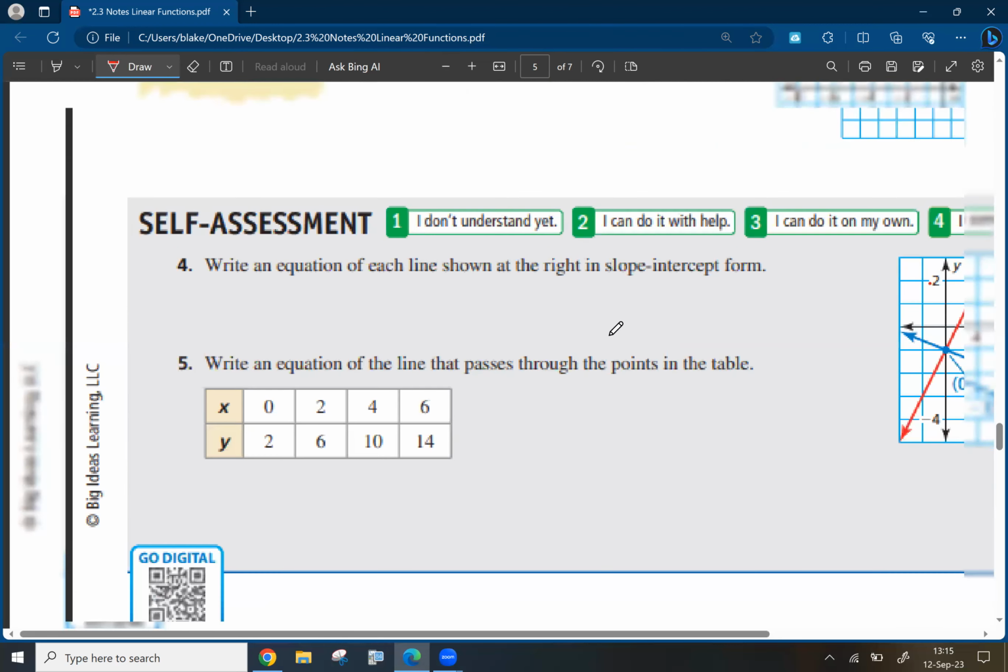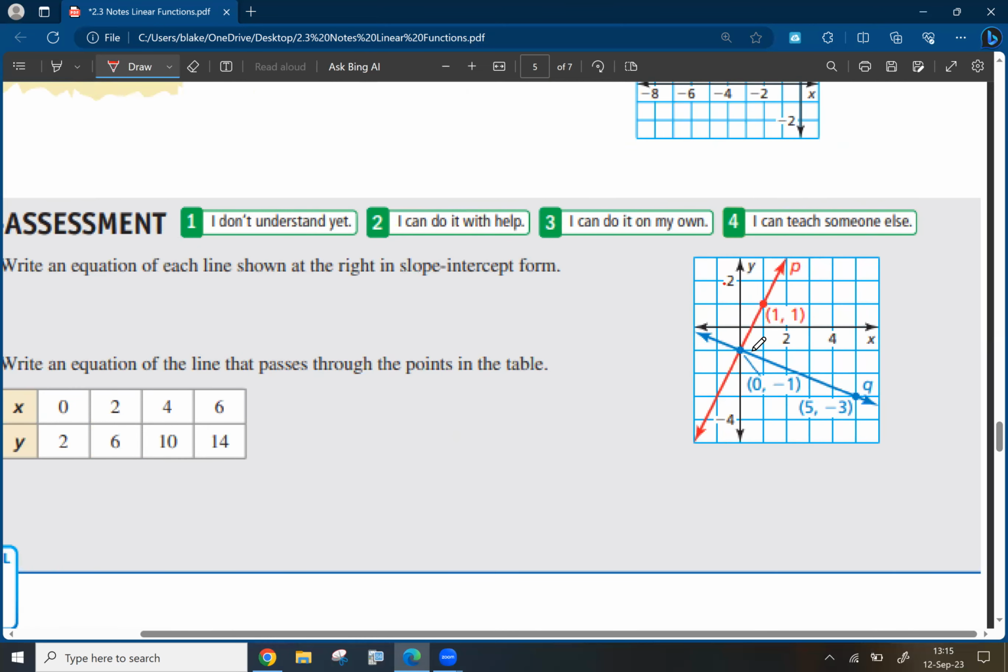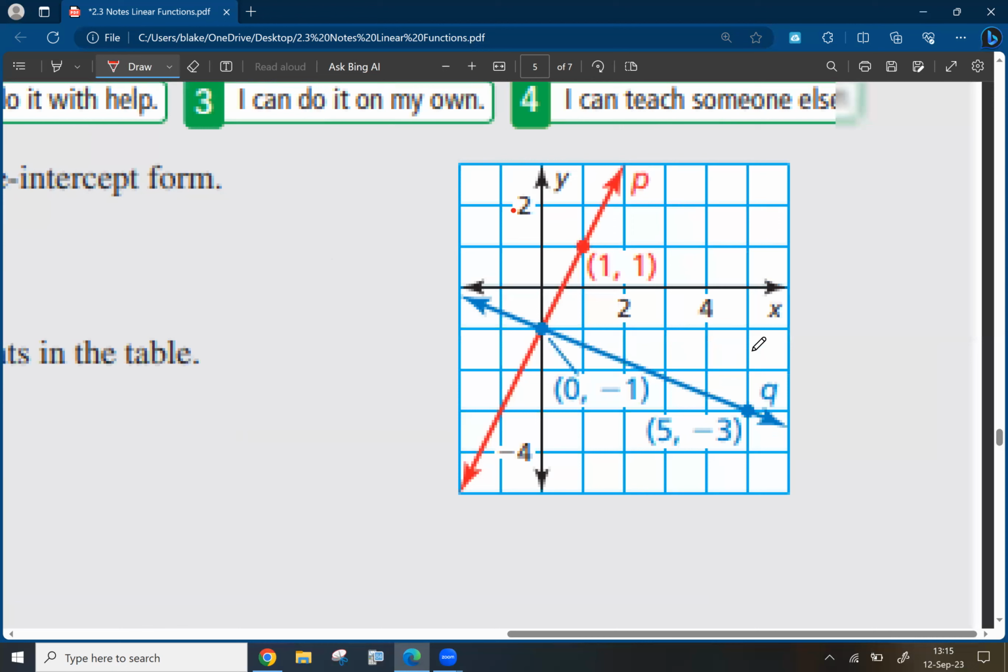So this one says write an equation of each line shown at the right in slope-intercept form. All right, so I won't overwork this. If I can see the slope and I can see the y-intercept, then I'm going to do it. So for the red line, I can already see the y-axis here, and I can see it hits the y-axis at 0, -1, right? So I know for the red line, it has a y-intercept of -1.